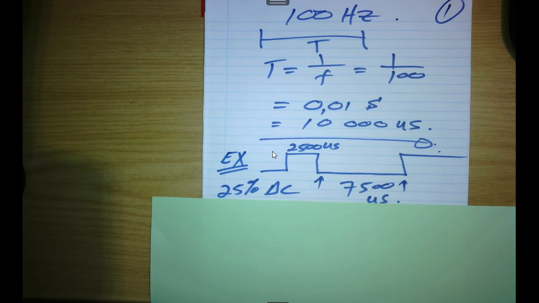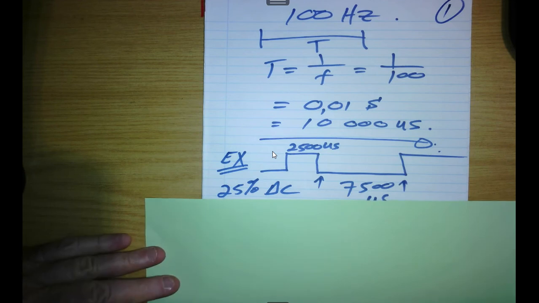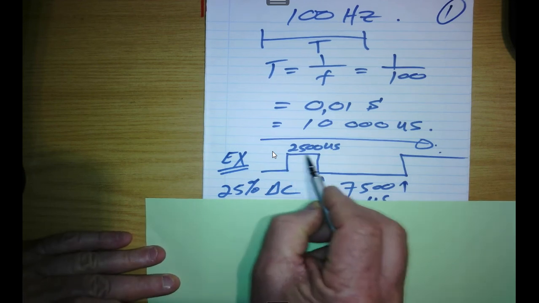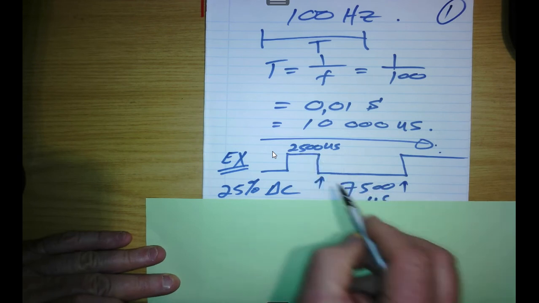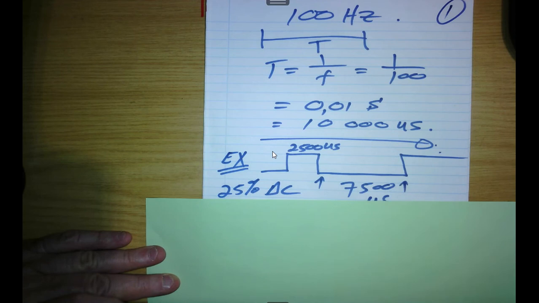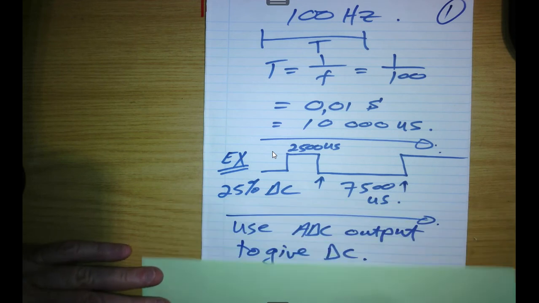So I'm just taking an example here of, let's say, a 25% duty cycle. If I take a 25% duty cycle, that means that for 2,500 microseconds of the total time it will be on, and 7,500 microseconds it will be off in that specific frequency.